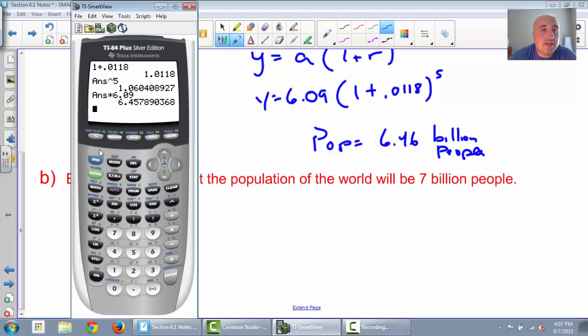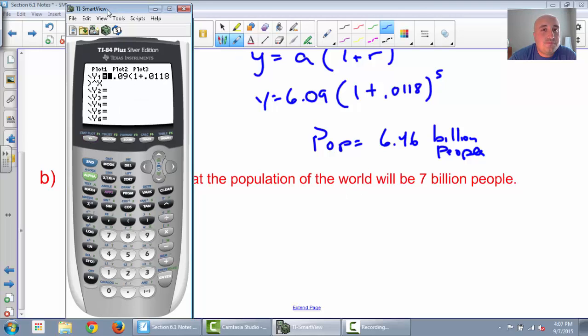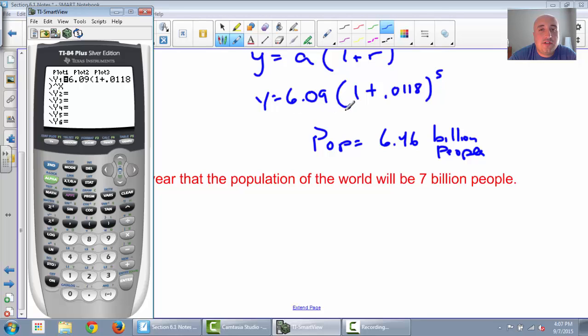Okay, so we're going to use our calculator again. And the nice thing is we have this table feature on the calculator. So all I've done is I took our original equation, 6.09 times (1 plus 0.0118). We're not using 5 anymore, we're going back to the original, so we're going to do x. I raise it to the x power. When I graph that, it doesn't really look like much, but if I hit second graph, it takes us to a table. And you can see here that in the year 2000, we're at 6.09 billion people. The problem we just solved, in 5 years, it was 6.4579, so 6.46 billion.